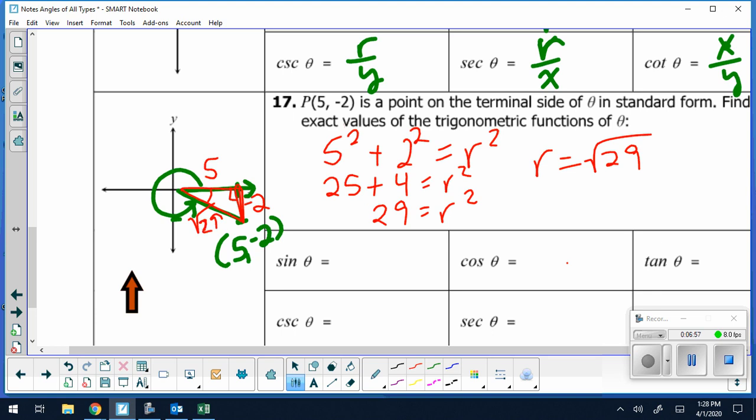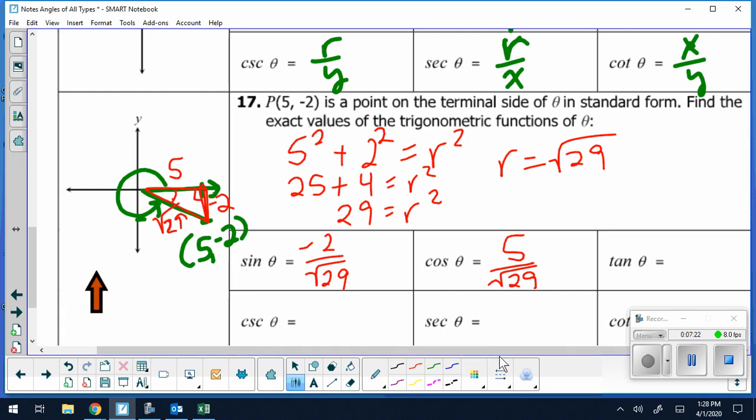Okay, so sine. I'm going to use my reference angle, the one in red. Sine is opposite over hypotenuse, so negative 2 over square root of 29. Cosine is adjacent over hypotenuse, so 5 over the square root of 29. Tangent is opposite over adjacent, so negative 2 over 5.